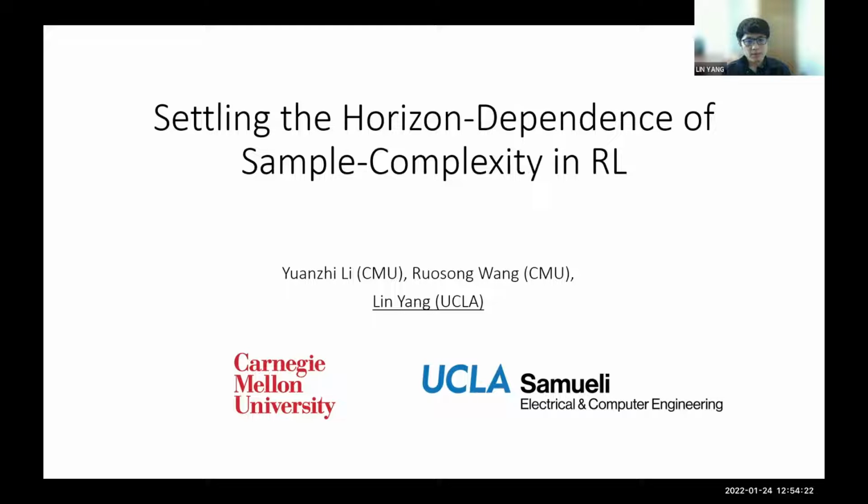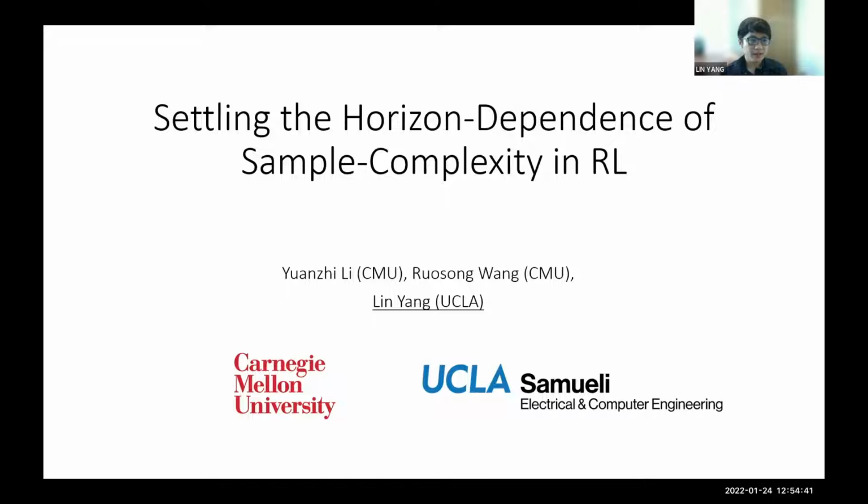I'm going to talk about our paper about settling the horizon dependence of sample complexity in reinforcement learning. This work is joint work with Yuanzhi and Ruosong Wang from CMU. I am an assistant professor at UCLA. Okay, so let's get started.